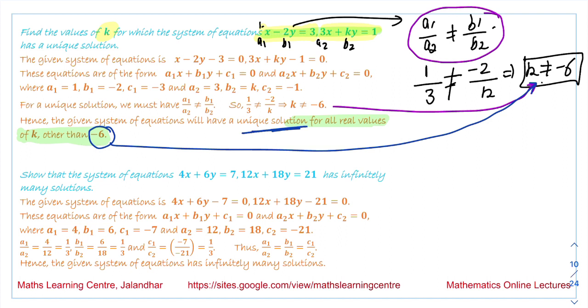Next is to show that the system of equations, this system is given, this is one equation, this is the second equation, it has infinitely many solutions. So we are comparing the coefficients over here. This is a1, b1, this is minus of c1, this is a2, b2, this is minus of c2.